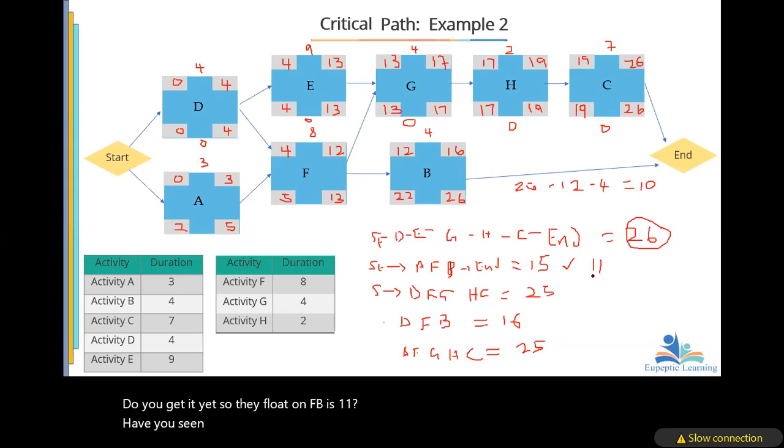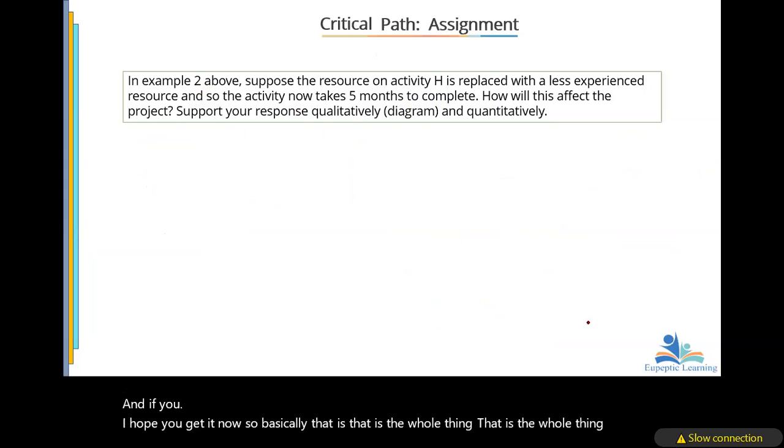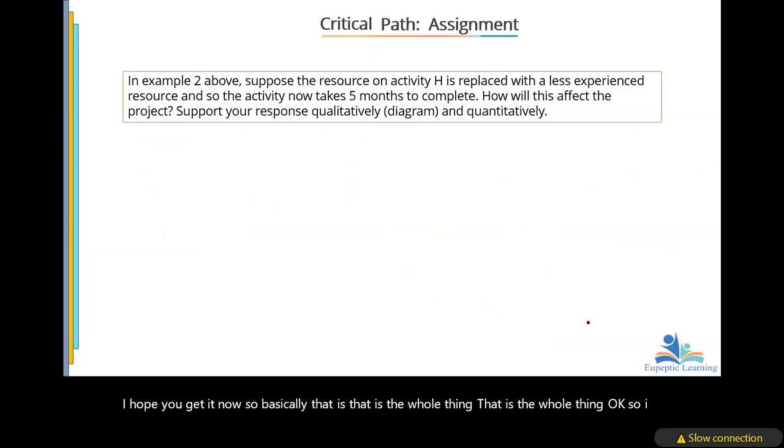So you can calculate the free float for an activity or for a particular path. I hope you get it now. Basically that is the whole thing. I have given you an assignment here. When you go, you do it.